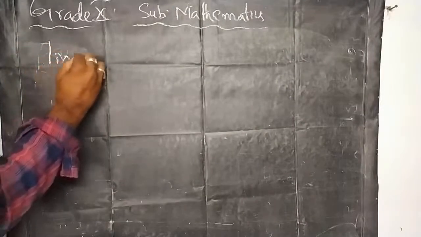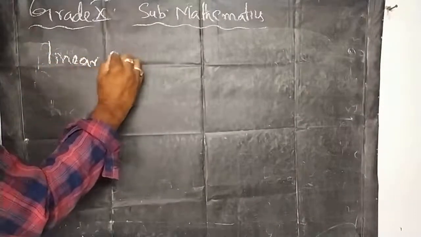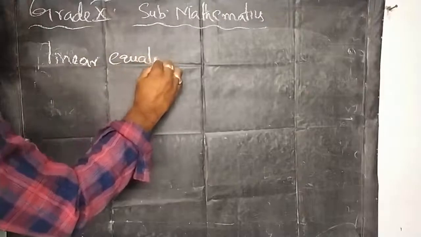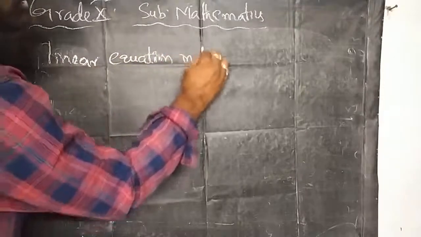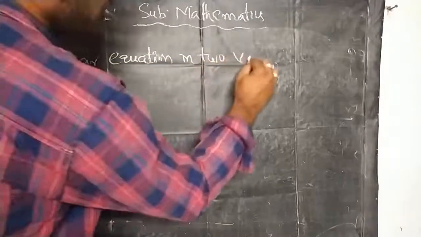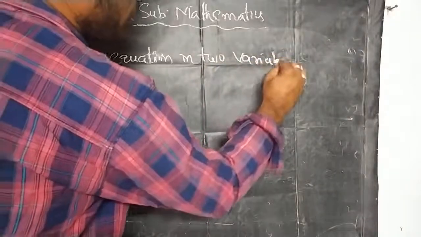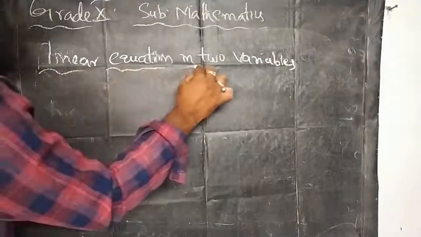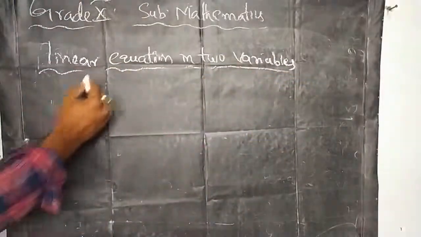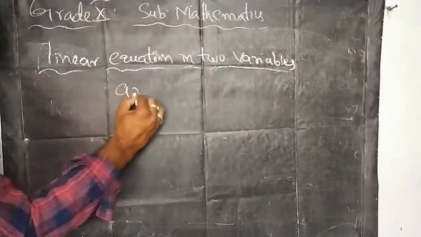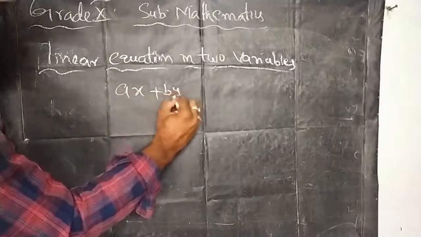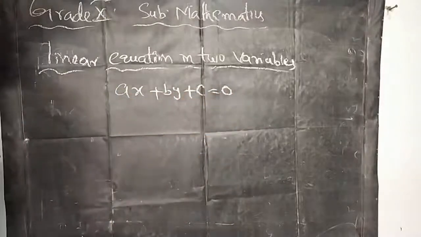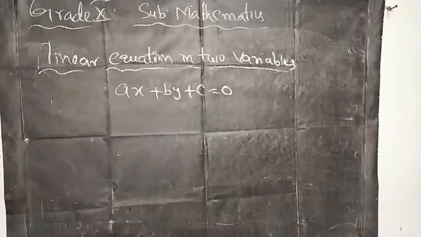So first, linear equation in two variables. Let us see what is the linear equation in two variables. Any linear equation in two variables can be expressed in this standard form: ax plus by plus c is equals to 0.